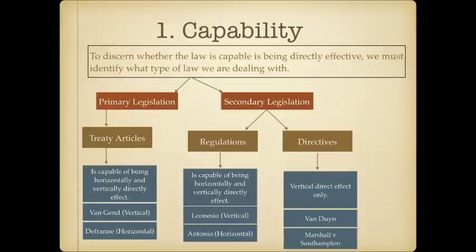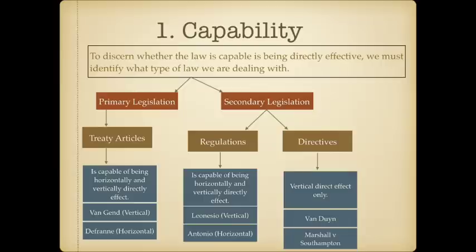of being directly effective. There are three main types of law: treaty articles, regulations, and directives. Let's start with treaty articles. These are a type of primary legislation. There's no discretion in implementing this, you're bound by it. And so this type of law, these articles, will have both horizontal and vertical direct effect.